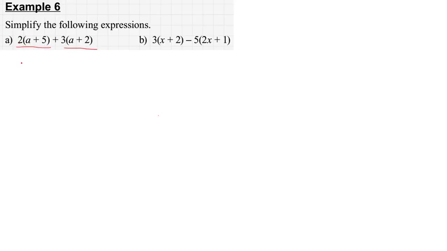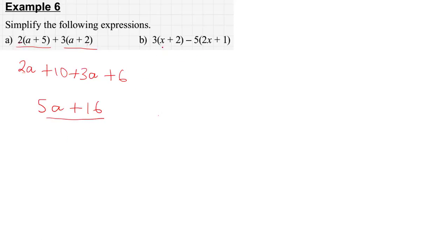So I've got 2 times a, which is basically 2a. I've got 2 times 5, which is basically 10. I've expanded the first bracket, then I expand the second one. This is positive, so I'm going to do positive 3 times positive a, which becomes positive 3a. Then positive 3 times positive 2 becomes positive 6. And all you need to do now is simplify them. I've got 2a add 3a, which becomes 5a. I've got 10 plus 6, which becomes 16, and they're positive, so you write plus. That's it for that.